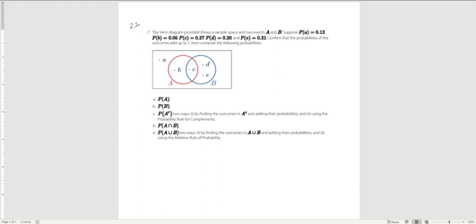It's given us the probabilities: the probability of A is 0.13, B 0.09, C 0.27, D 0.2, and the probability of E is 0.31. Confirm that the probabilities of the outcomes add up to 1, then compute the following probabilities. So let's do that real quick.